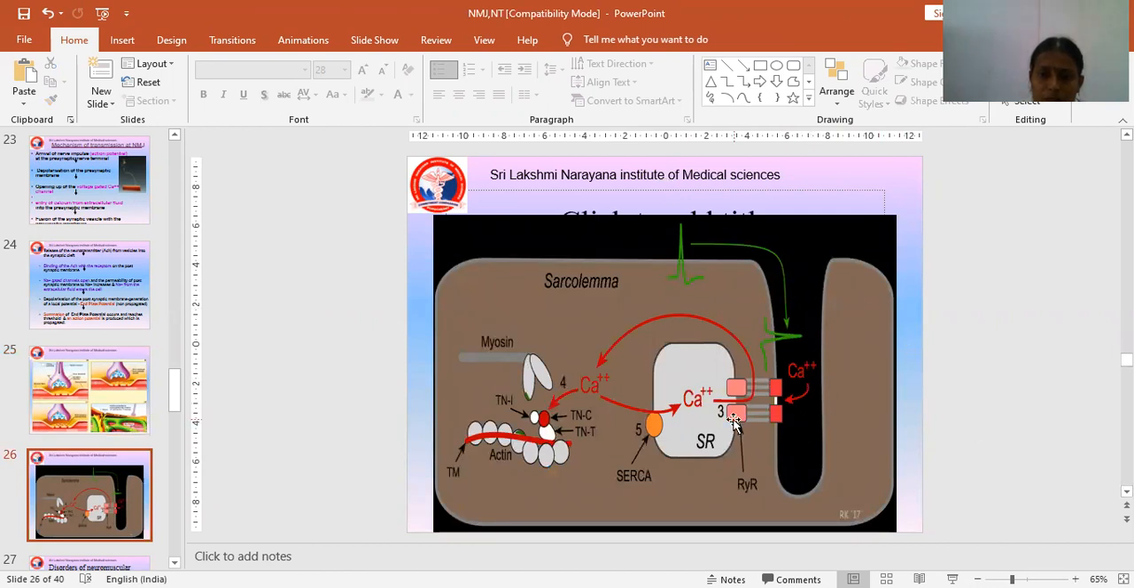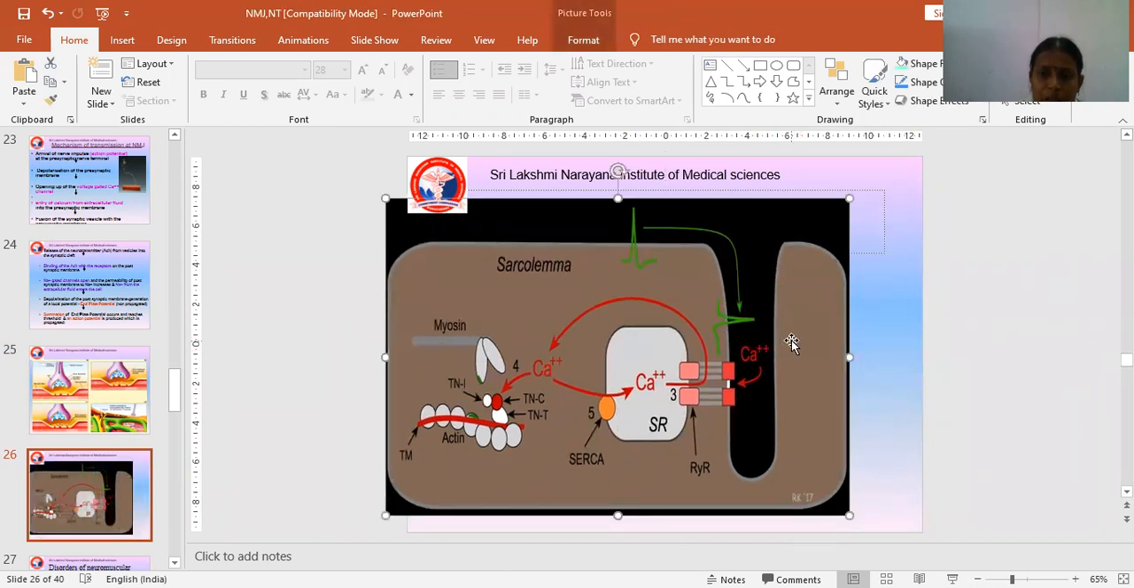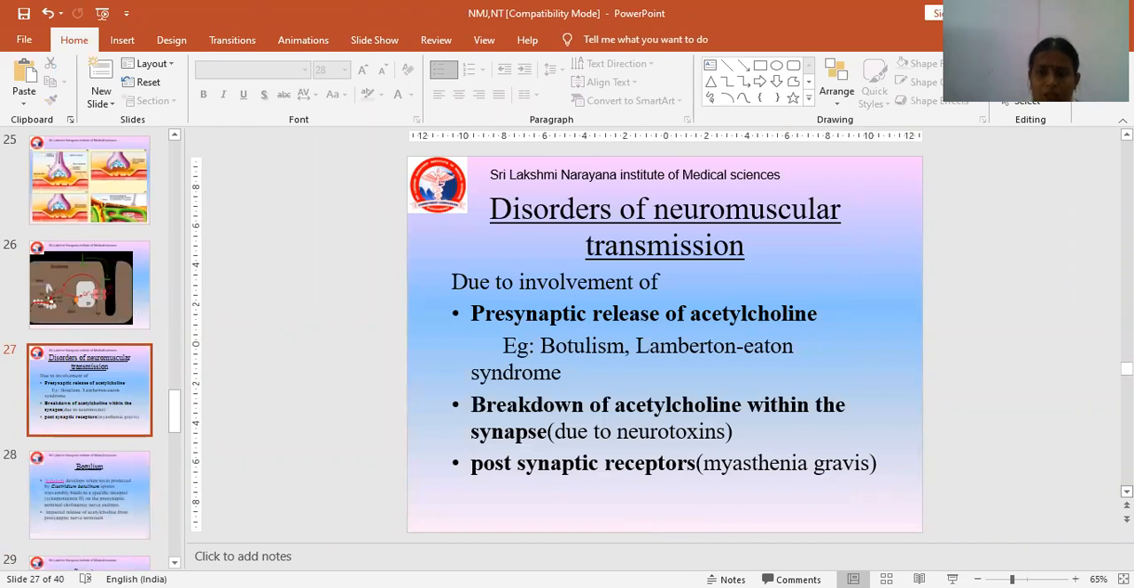So this is the picture showing how the impulses are transmitted through the T-tubule and then finally lead to muscle contraction. Up to this point we discussed the neuromuscular junction and its transmission. Now we are going to discuss the disorders of neuromuscular transmission.